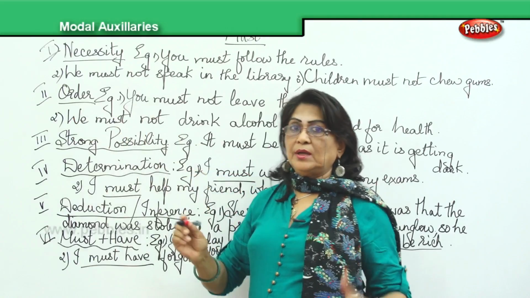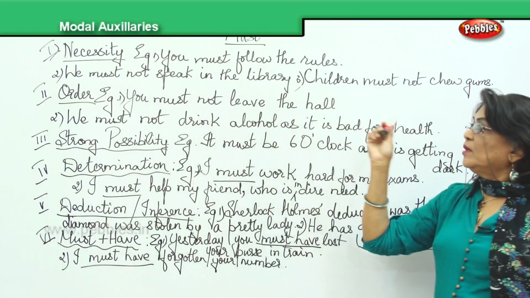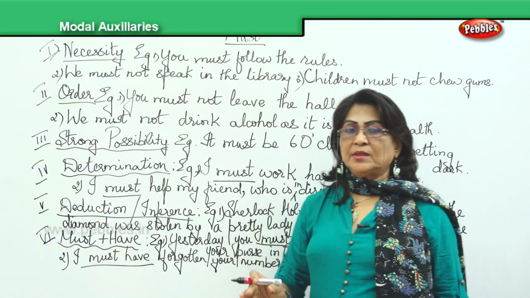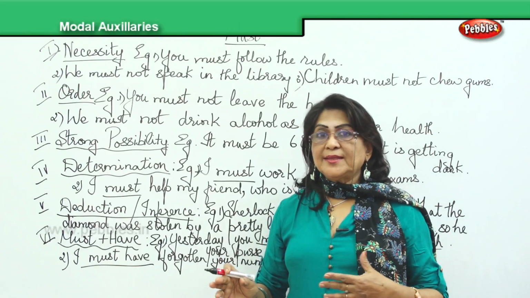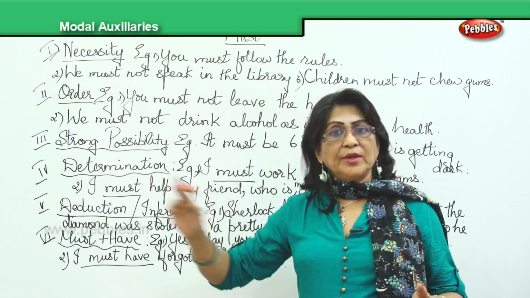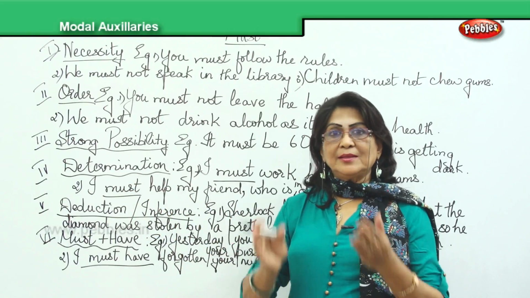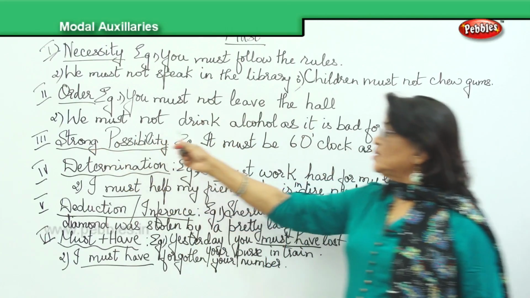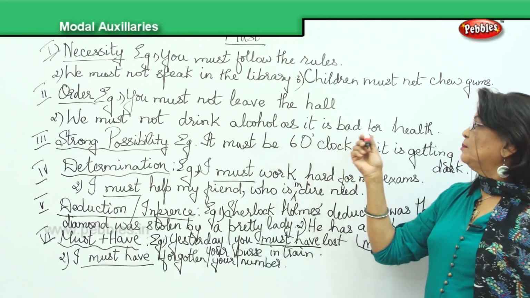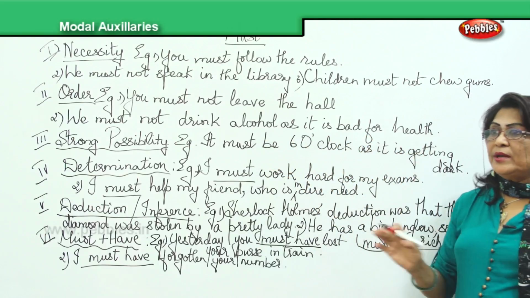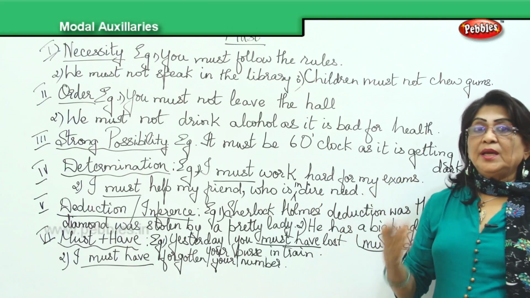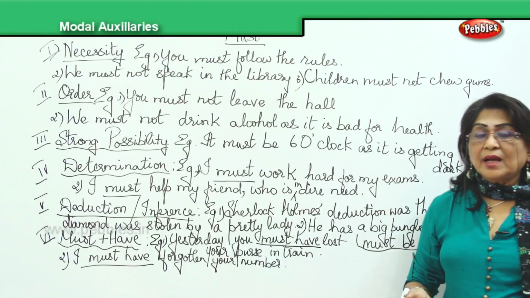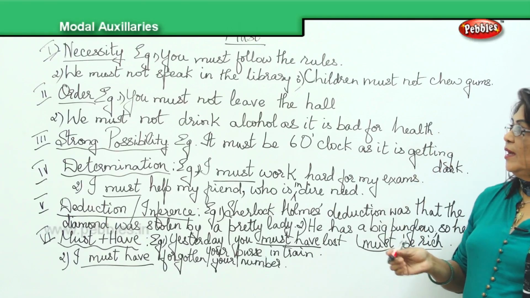Next usage is order. You must not leave the hall. It is an order. You must not leave the hall before the exams. It's a rule that when you're writing a public exam, even if you write within half an hour, you cannot go out. You'll have to sit and wait till the end of the time. So you must not leave the hall. We must not drink alcohol as it is bad for health. It's a general axiom. If people keep consuming alcohol very often, it is very hazardous to their health. It's bad for their health.